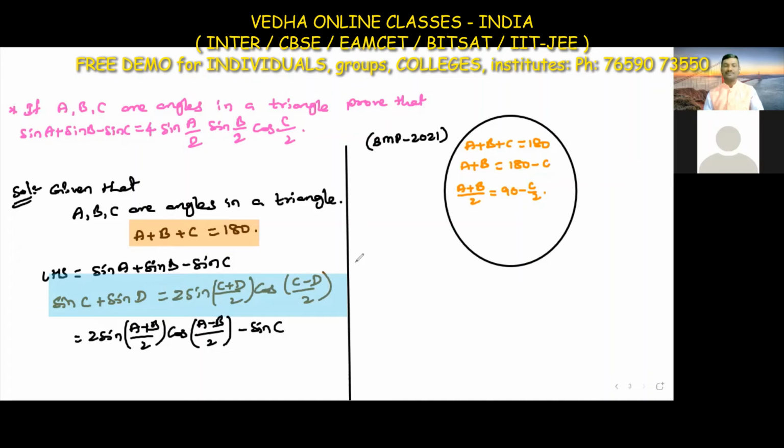And if you want C by 2, then we get 90 minus (A plus B) by 2. Understood this? C value means 90 minus (A plus B), so C by 2 means 90 minus (A plus B) by 2. This C by 2 we take on this side, and (A plus B) by 2 on that side.